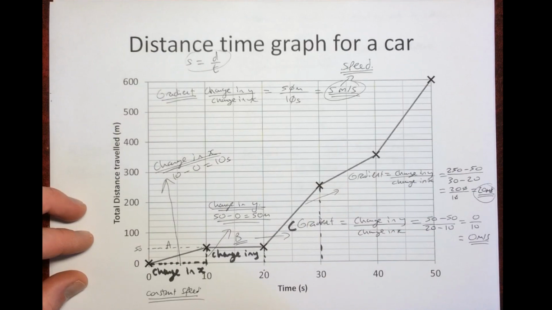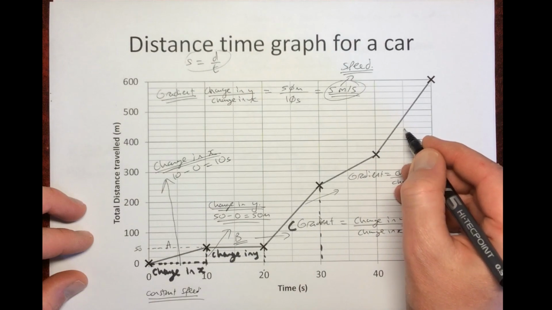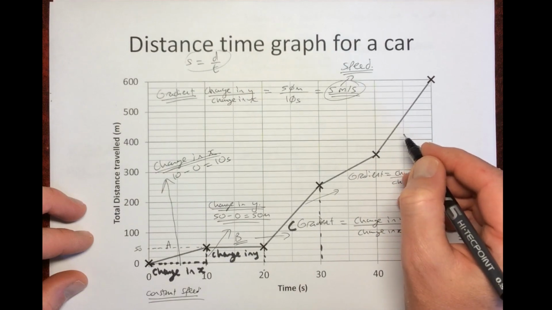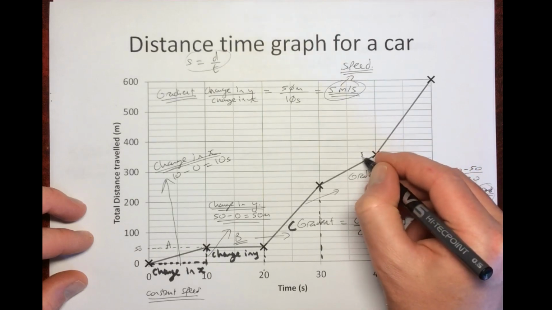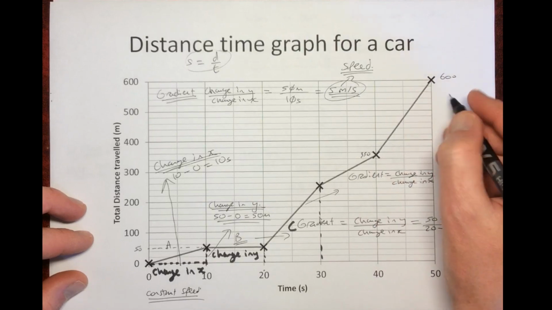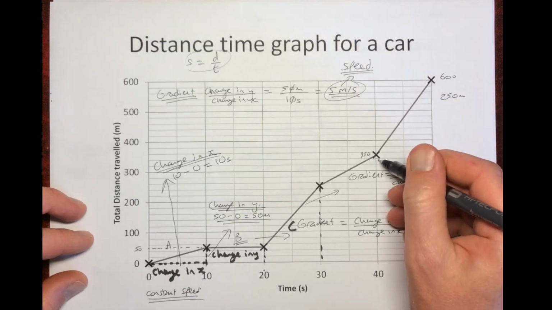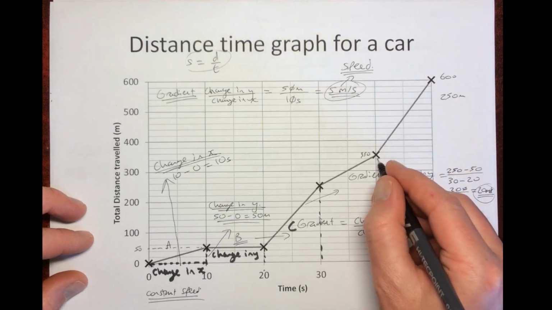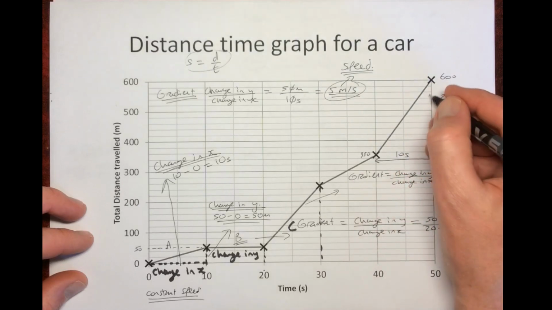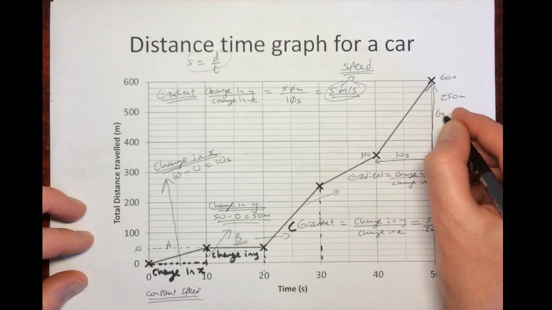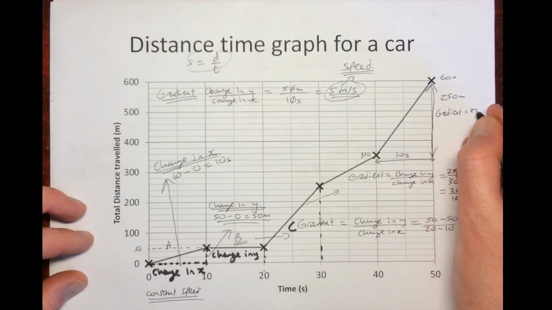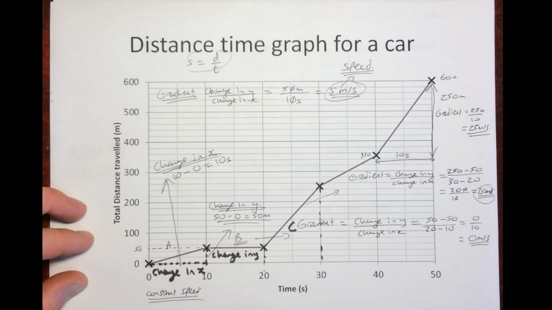Now if you look at this graph, you should be able to tell that the section where the object's travelling the fastest is section E, because during section E we're going from 350 metres up to 600 metres, so we're travelling a total distance there of 250 metres, and we're doing that in the same time as everywhere else, in 10 seconds. So the change in y is 250, the change in x is 10, so the gradient equals 250 over 10, which gives you 25 metres per second. That's where the object's travelling the fastest.